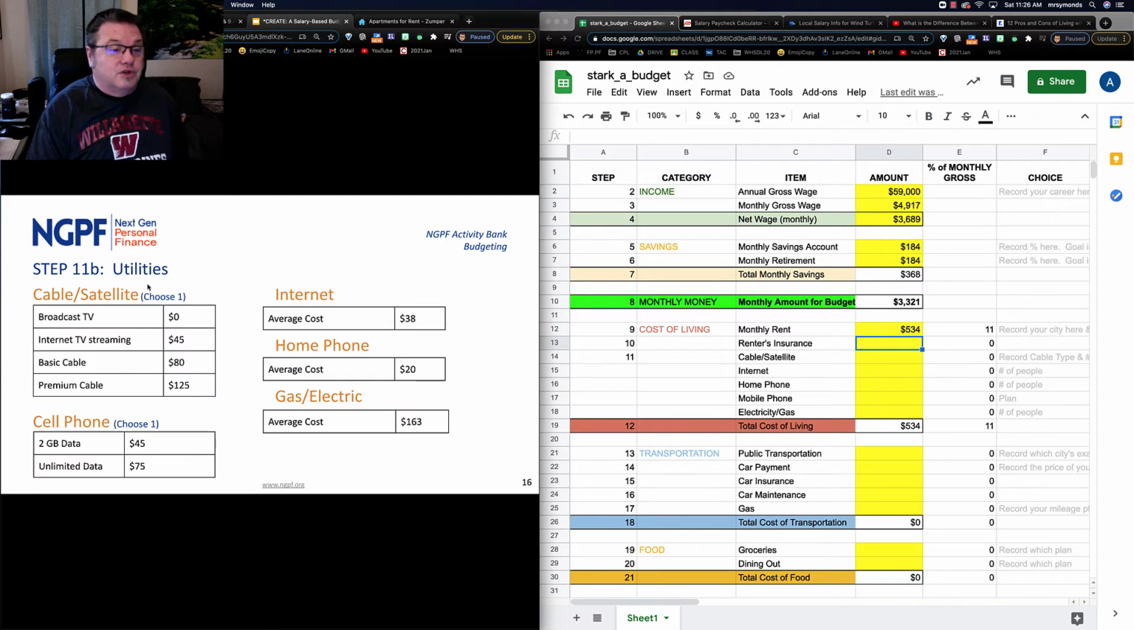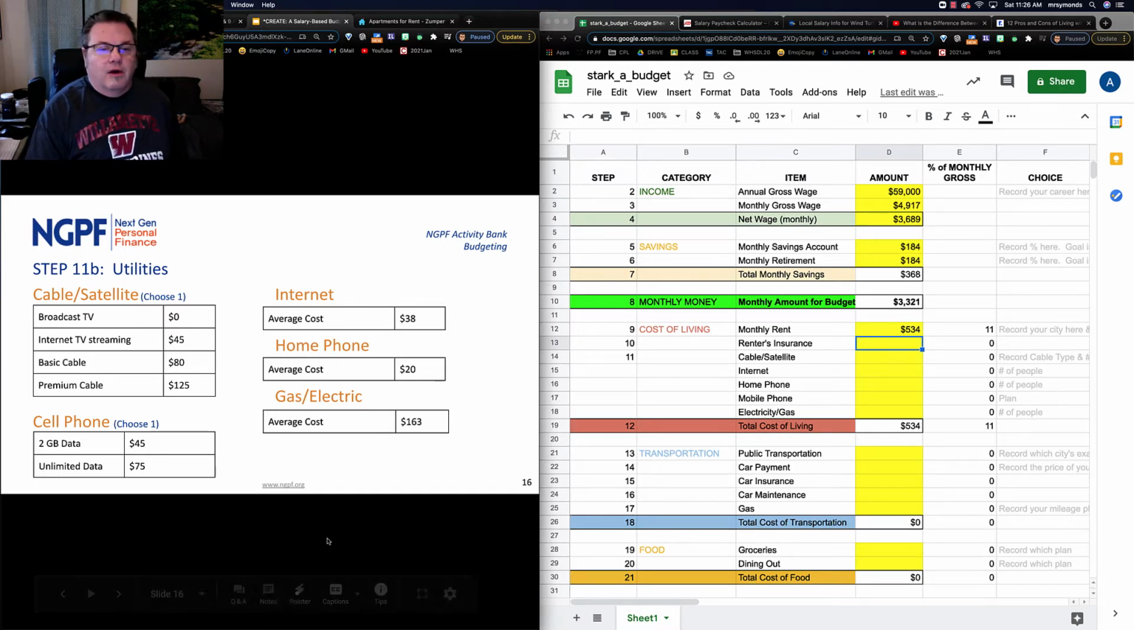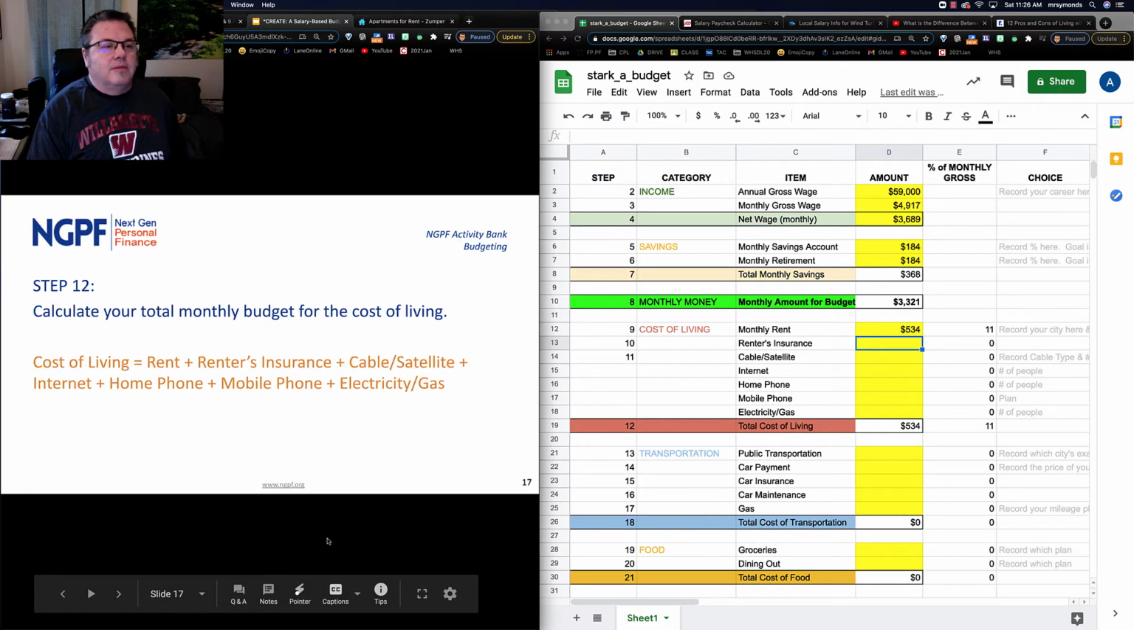Okay, so you want to determine here step 11B, right? 11A, B, C, right? Cable, satellite. Are you going to just pay for some streaming services? That's my choice, right? Are you going to go for just a little bit of data or unlimited data? I'm going to go unlimited data here. And so fill these in where it says, okay? Average cost, internet, you can divide by 2. Okay, so fill those in here and come down.